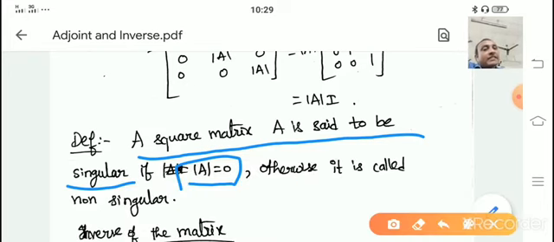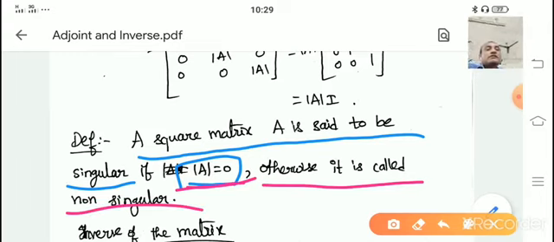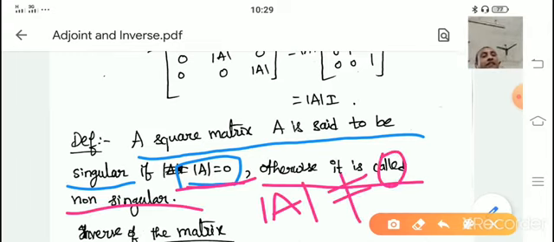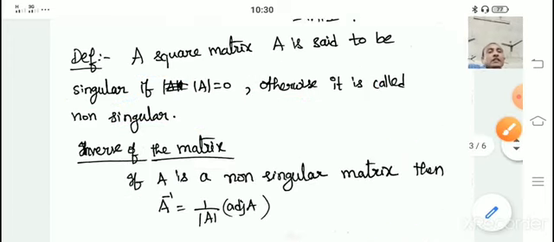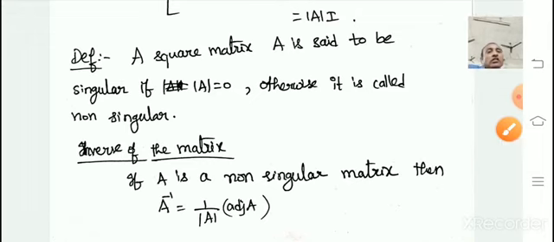Square matrix A is said to be singular if determinant of A is equal to 0, otherwise it is called non-singular. That means, if det A is not equal to 0, then the matrix is called a non-singular matrix.